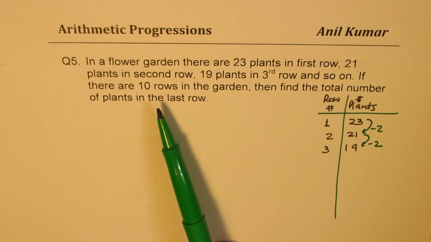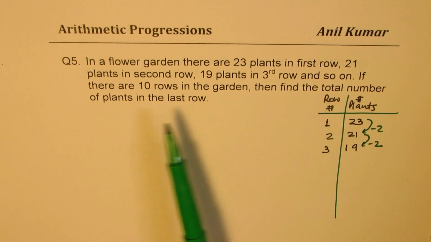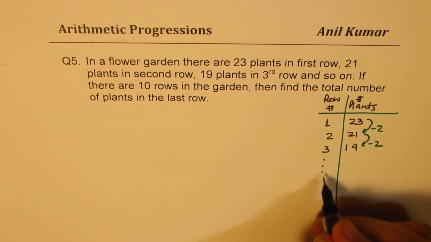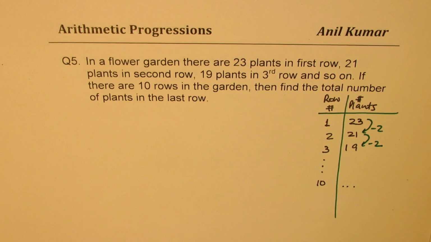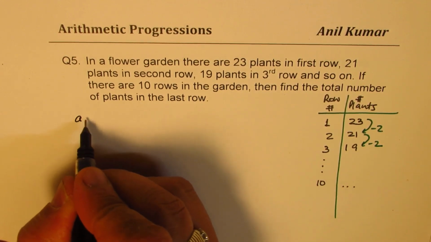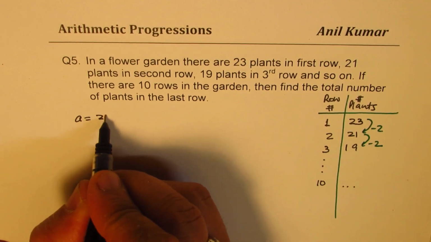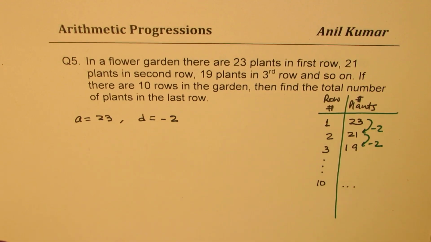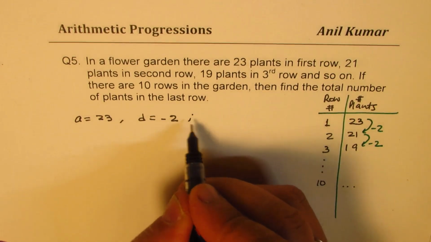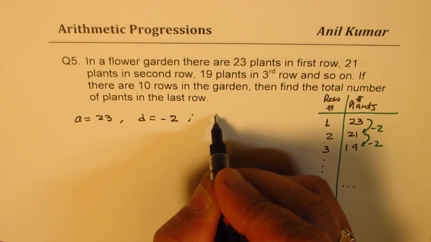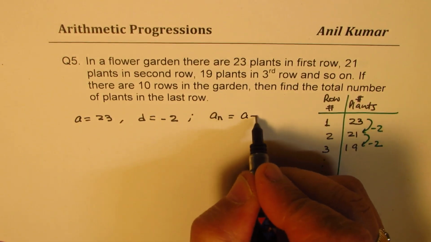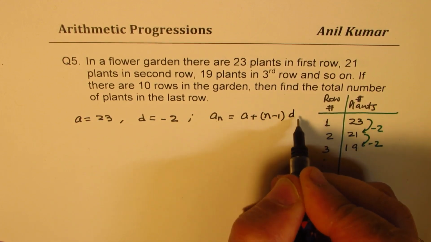Now, if there are 10 rows in the garden, then find the total number of plants in the last row. So if this pattern is being followed, then in the 10th row, we need to figure out how many plants there are. Is that okay? So clearly, a, the first term here, is 23. d, the common difference, is minus 2. And the formula for the nth term, you can write a_n also, is a plus (n minus 1) times d.